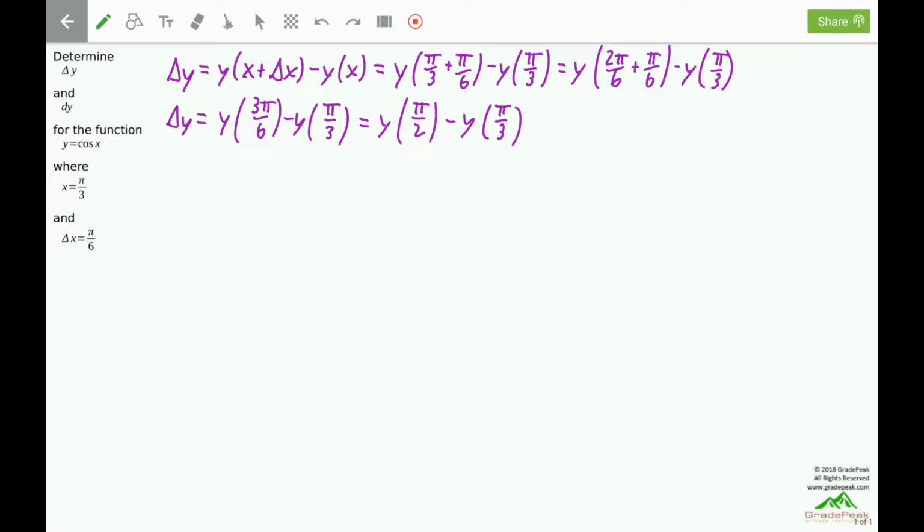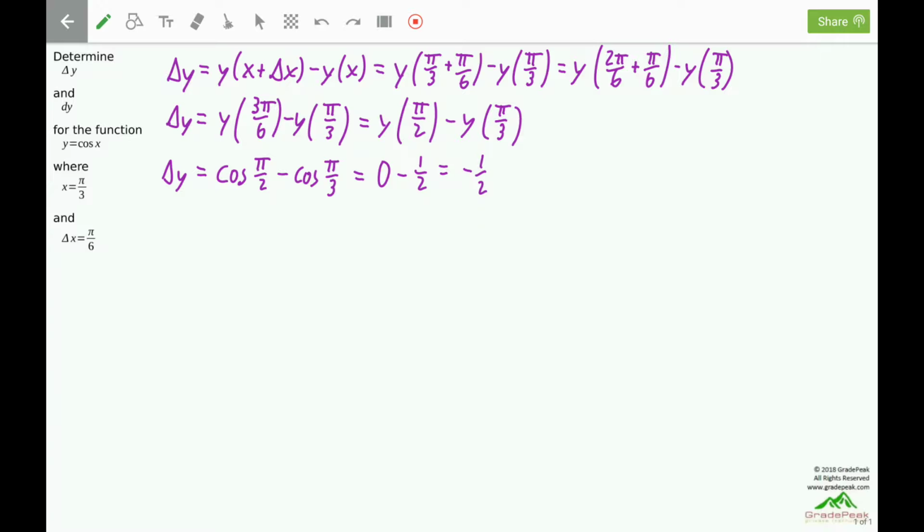We're going to evaluate each of these using the function y equals cosine of x. So delta y will equal cosine of pi over 2 minus cosine of pi over 3. Cosine of pi over 2 is 0, minus the cosine of pi over 3 is 1/2, and 0 minus 1/2 is negative 1/2.